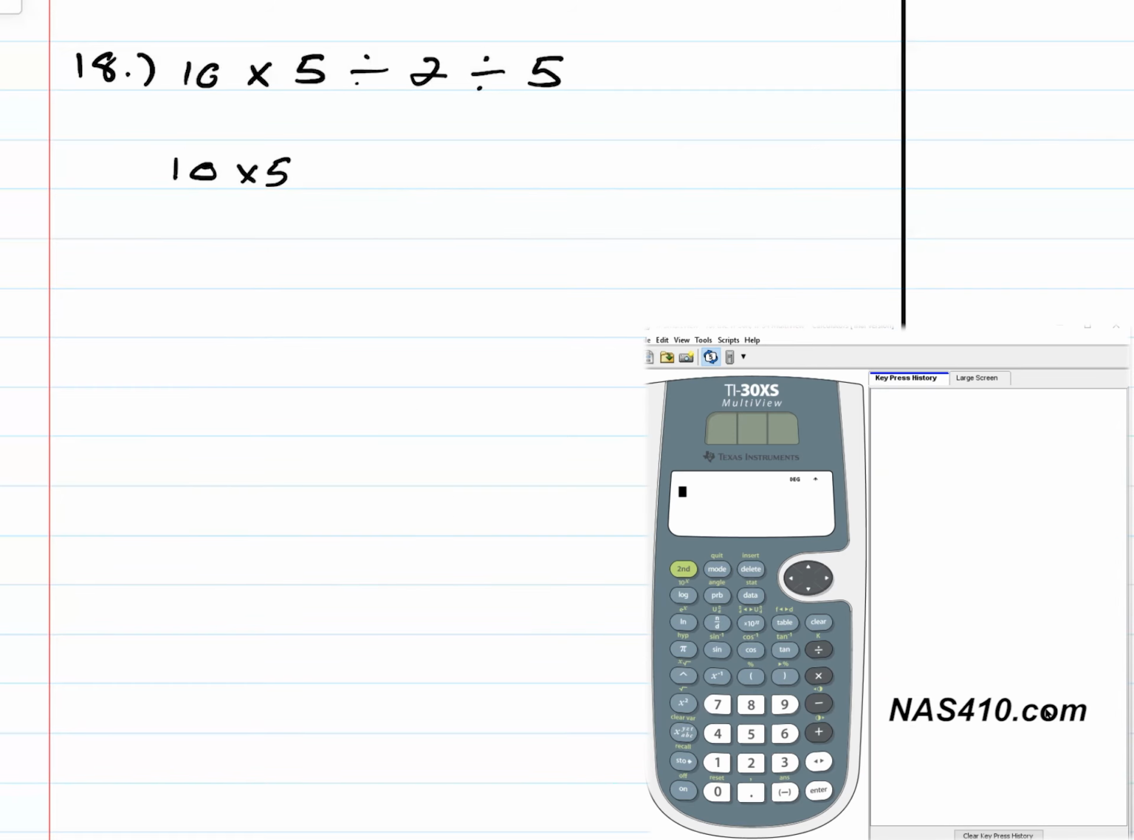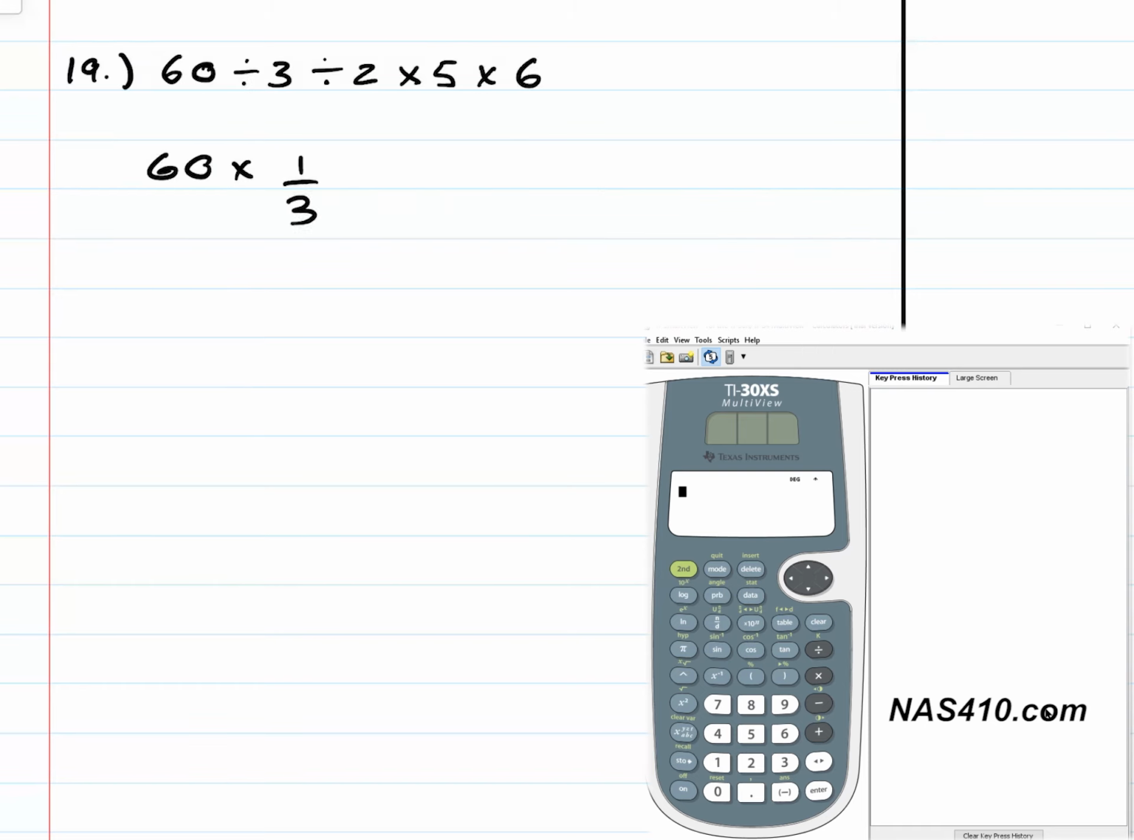Okay, next problem, guys, we're going to redefine our division in terms of multiplication. Okay, and so I'm going to rewrite this as 10 times 5 times 1/2 times 1/5. Okay, and so on top I'm going to multiply everything across, and so I have 10 times 5 is 50. Now I'm going to multiply everything across on the bottom, and I have 2 times 5 is 10, and 50 divided by 10 is 5.